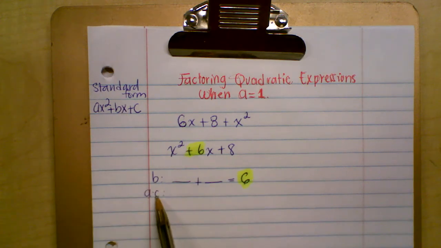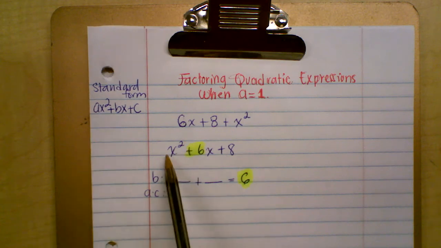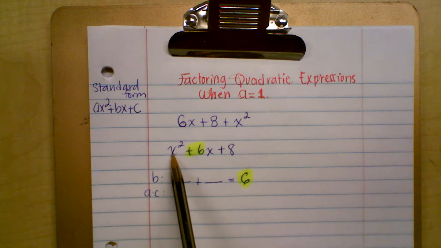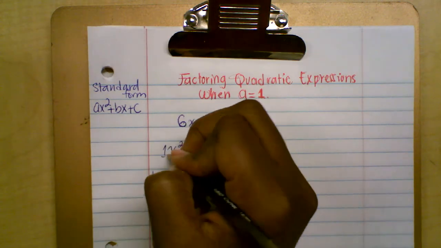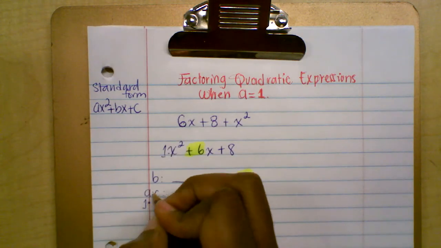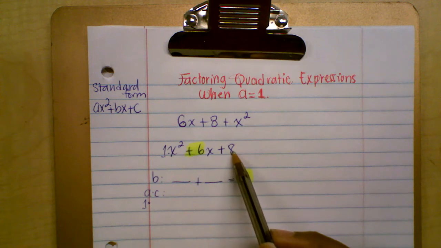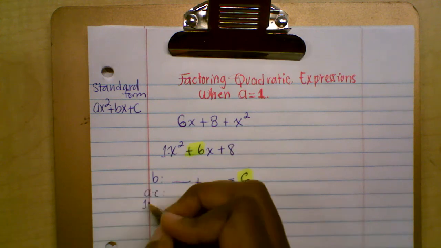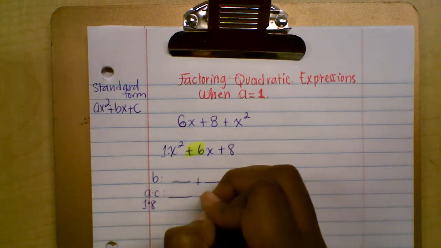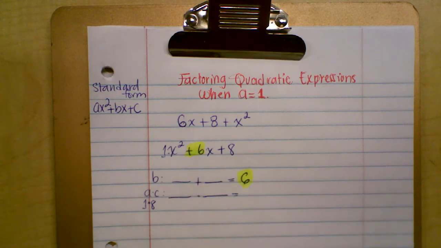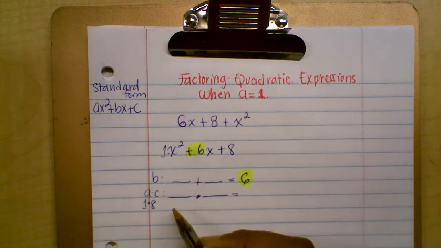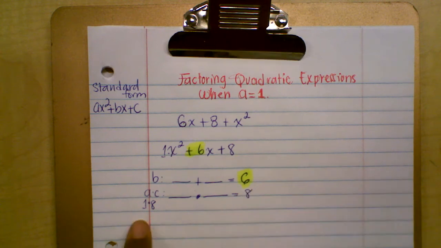Now, what is AC? A represents the leading coefficient, the number in front of the leading term, which is x squared. What is the number in front of x squared if you don't see it? It's not 0, it's 1. So you're going to take 1 times the C, the constant, the number by itself, which is positive 8. And again, you want to find two numbers that multiply to 8. Why? 1 times 8 is 8.